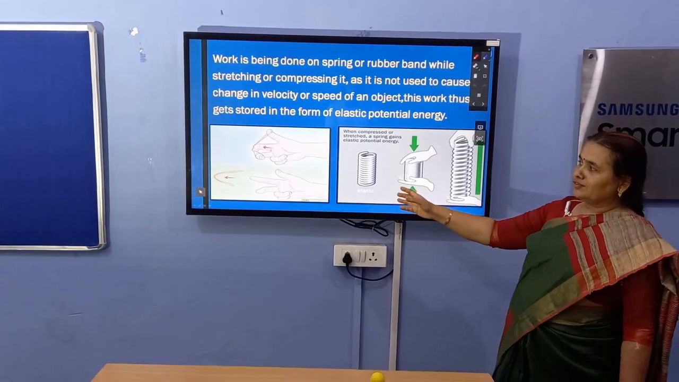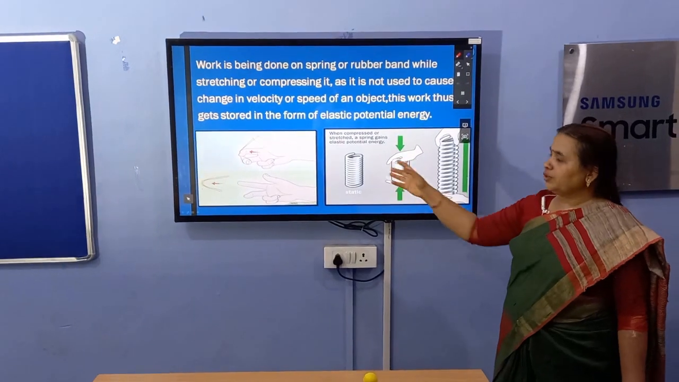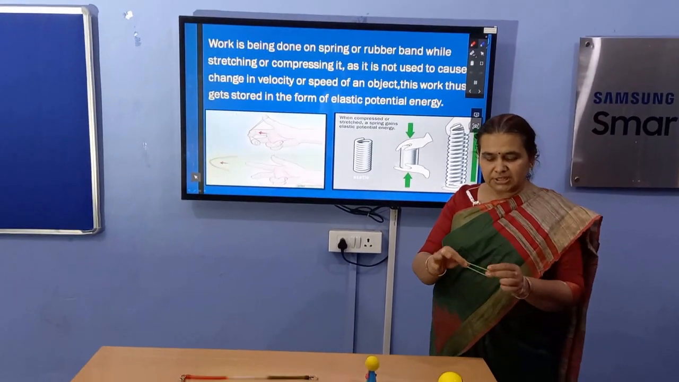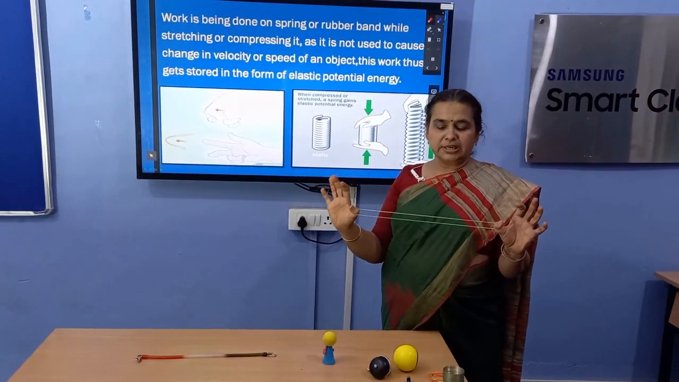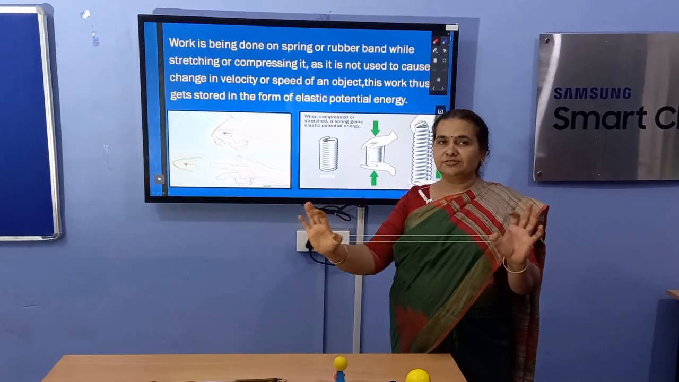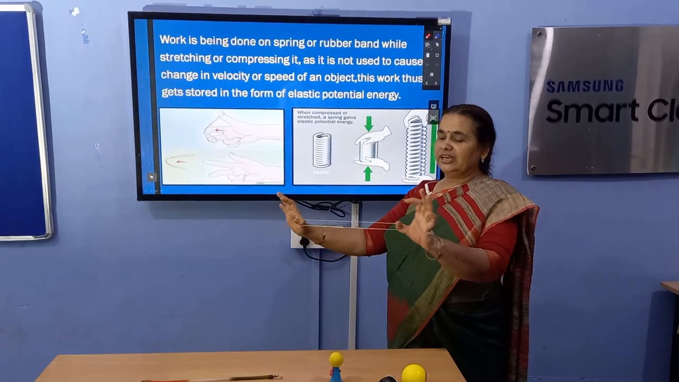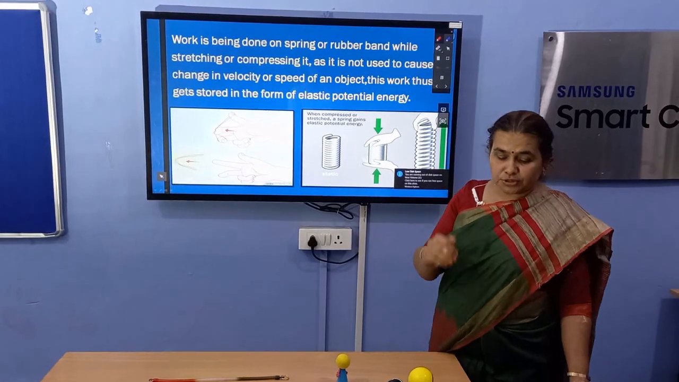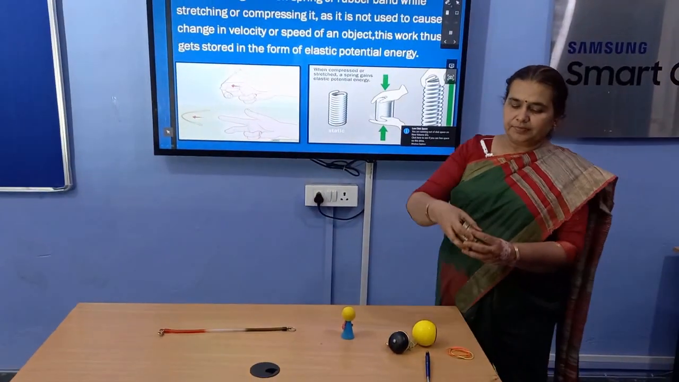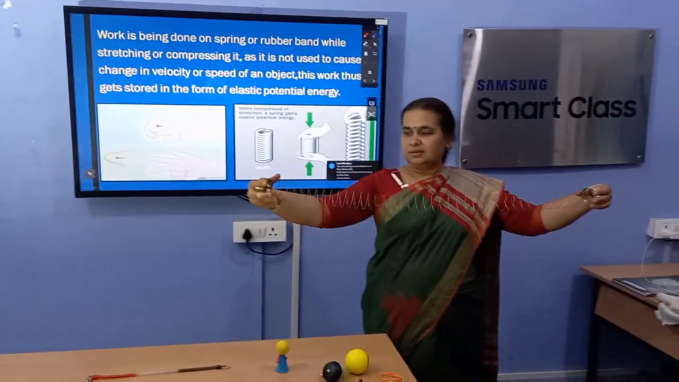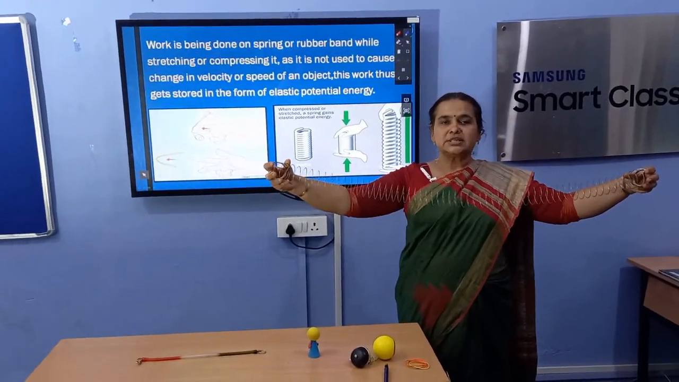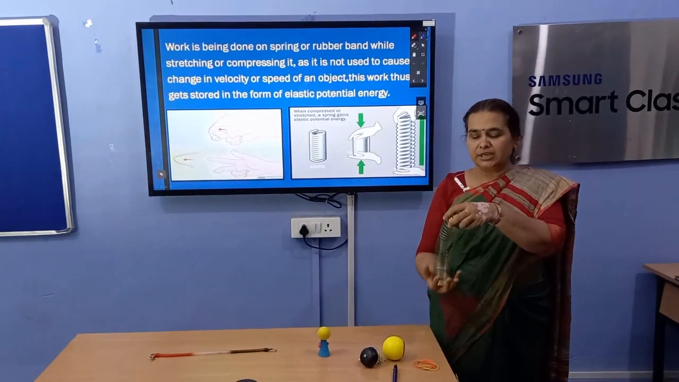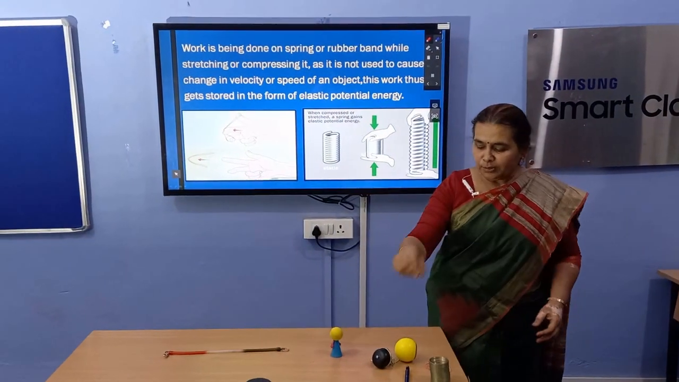These are the examples related to elastic potential energy. See, if I am stretching this rubber, my work is stored in this rubber in the form of elastic potential energy, and when I leave it, it changes into kinetic energy because it tries to regain its original shape. I am stretching this spring. My work gets converted into elastic potential energy of the spring, and then when I leave, it tries to regain its original shape.